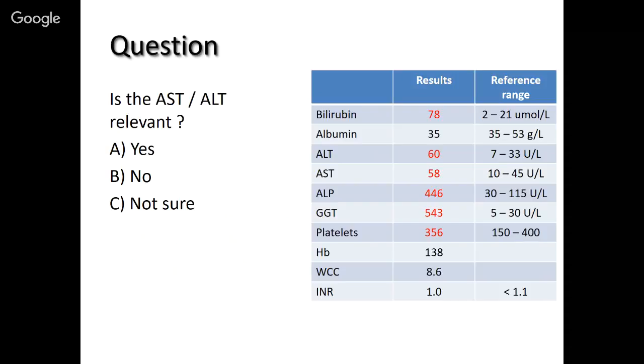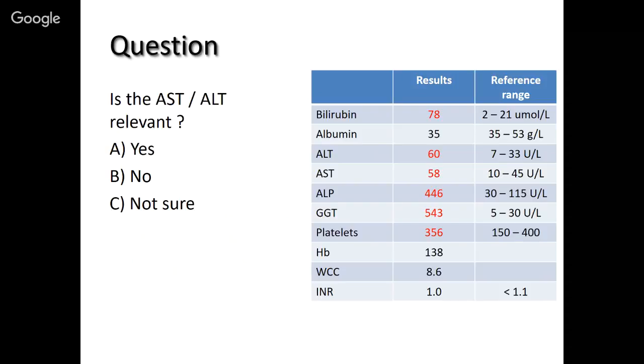Now in this case, going back to the rules of thumb, how relevant do you think the AST over ALT ratio is now? Put up your hand if you think it's not relevant. In this case, yep, I think you're right. You're saying not relevant? Yeah, I agree with you. So when we talk about those ratios for AST over ALT, we're talking about whenever we've got a hepatic picture.